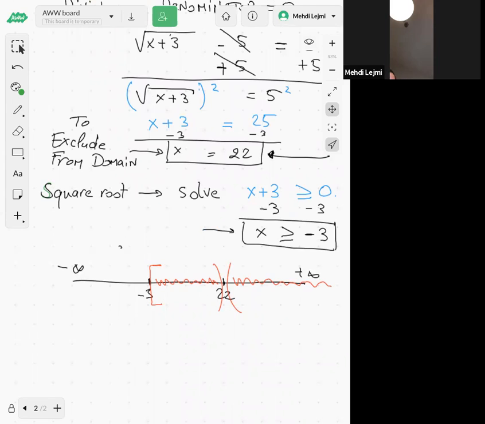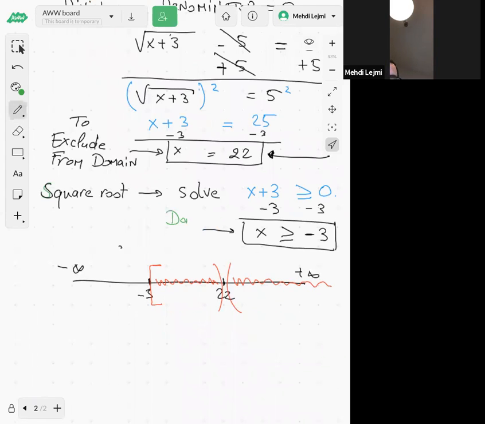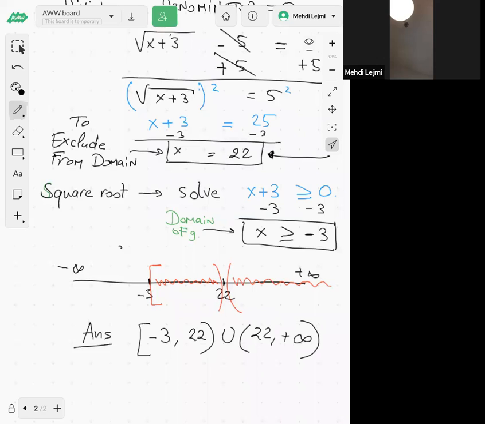So this is actually the domain of g, right? This is the domain of g anyway. So anyway, the answer here, guys, is negative 3 included, 22 excluded, union with 22 to positive infinity. So that's for f composed of g.